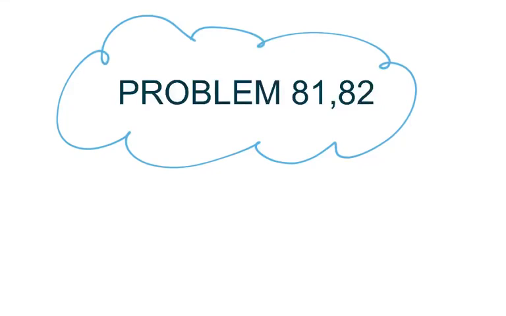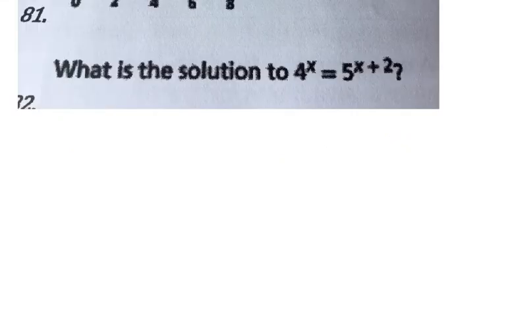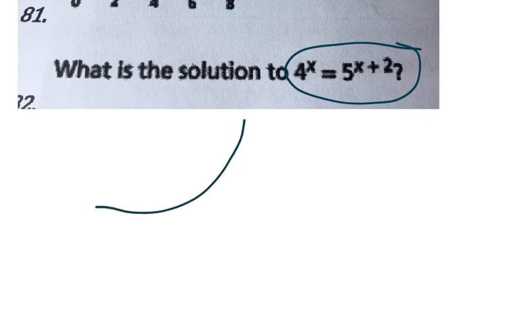Okay, problem 81 and 82. So on 81, guys, what's tricky about this one is if we try to graph the system, you have to remember the exponential functions have this shape, and they're going to have an asymptote on the x-axis.